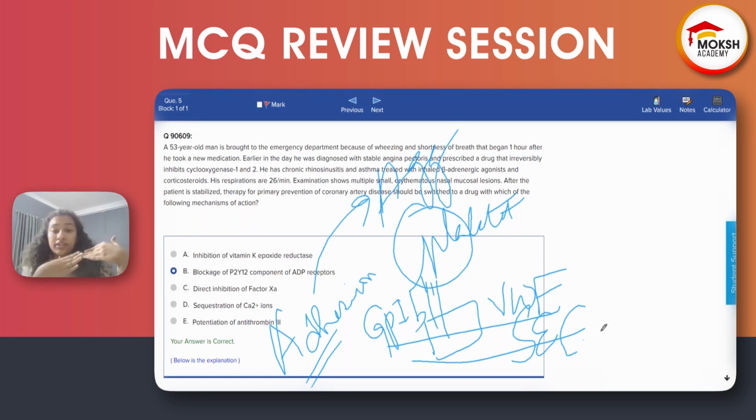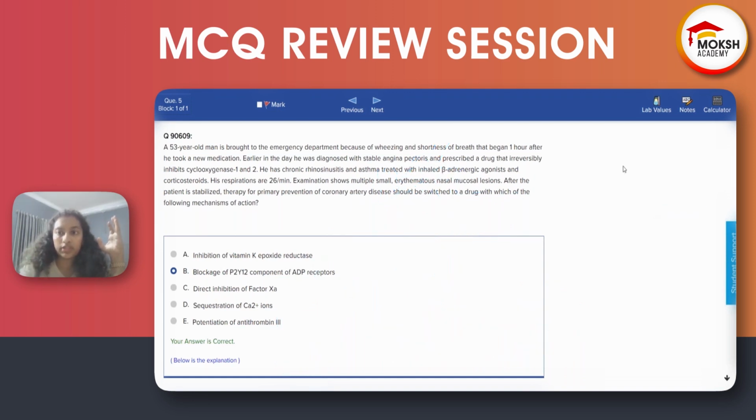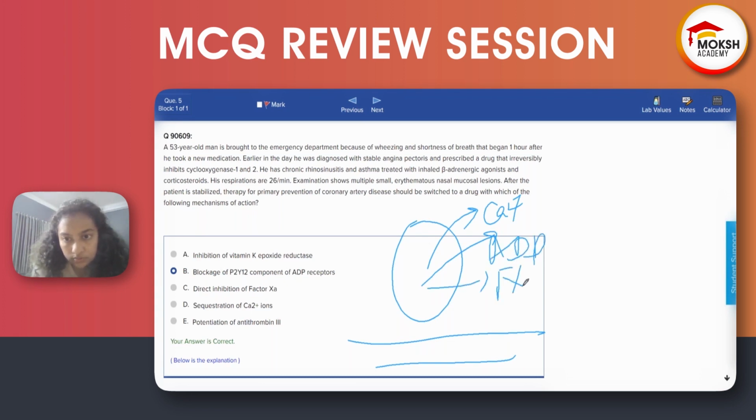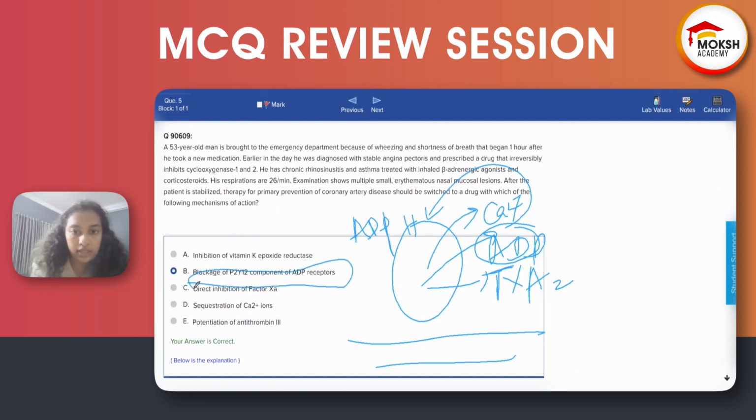Now, when the adhesion occurs from platelet to von Willebrand factor, there is a conformational change. There is change in the shape of the platelets. What happens is the platelets start releasing calcium, ADP, thromboxane A2. All these are activators of platelet aggregation. Now this ADP goes and attaches to the ADP receptor, which we were talking about right now, right? This ADP goes and sits here.